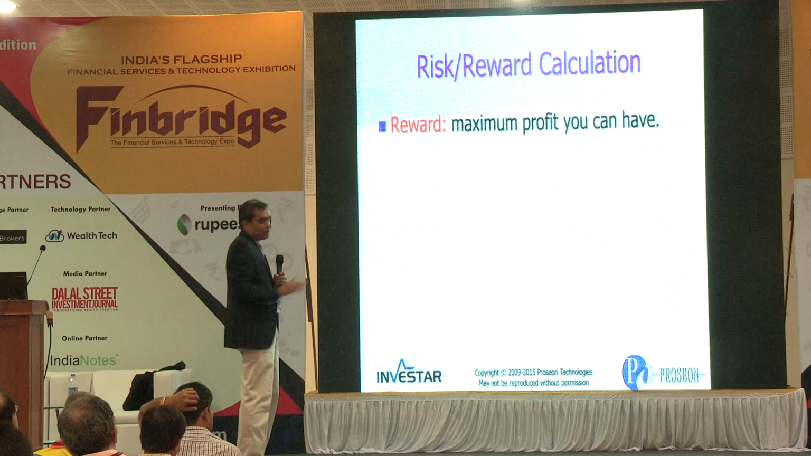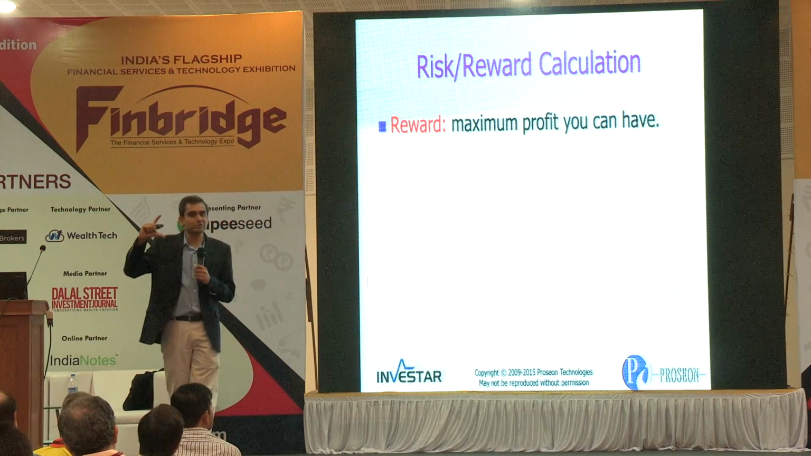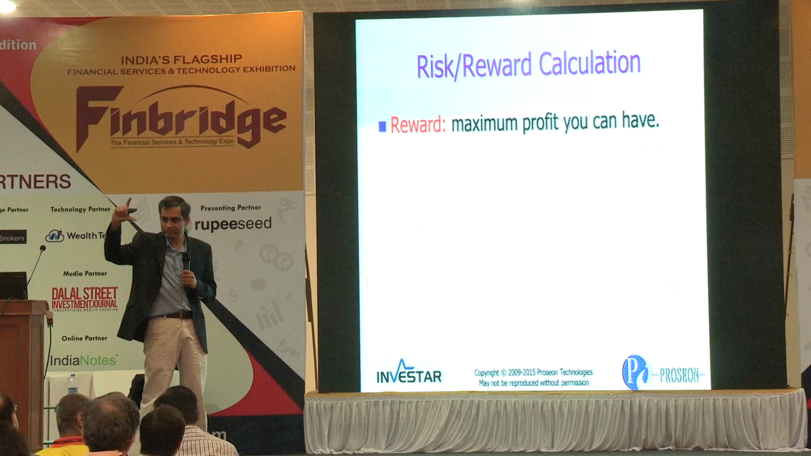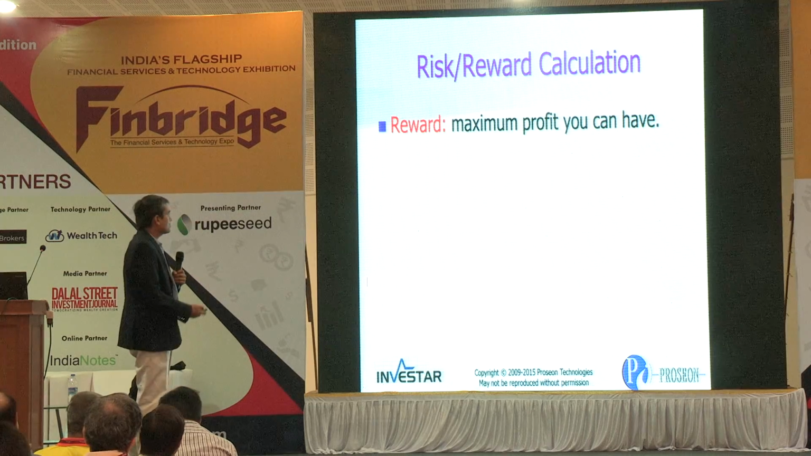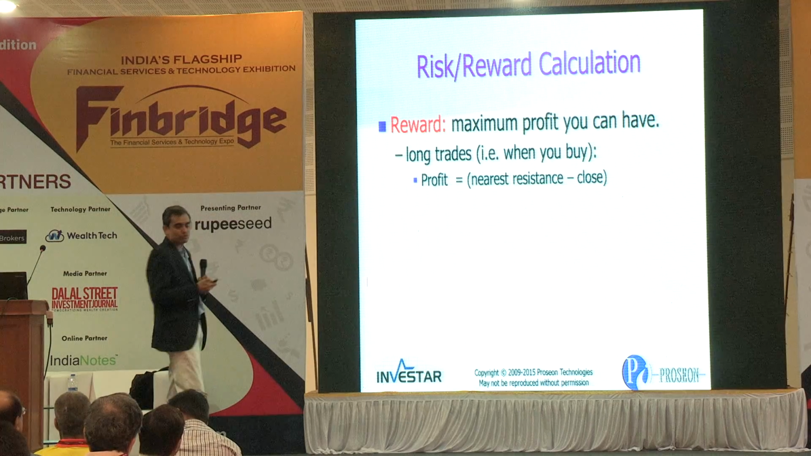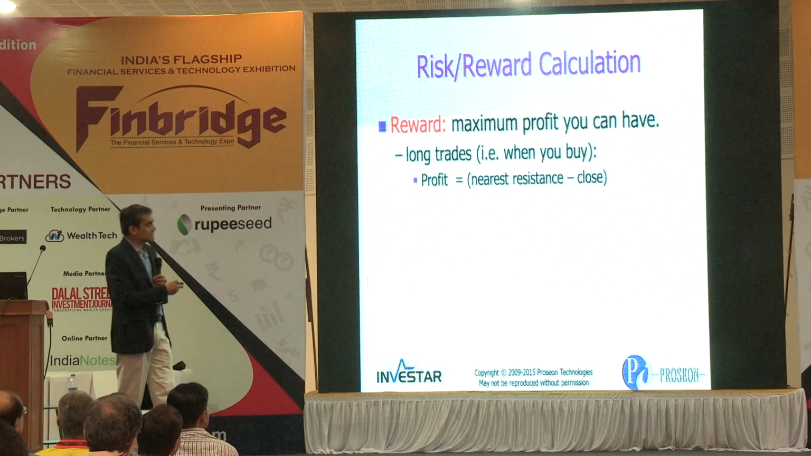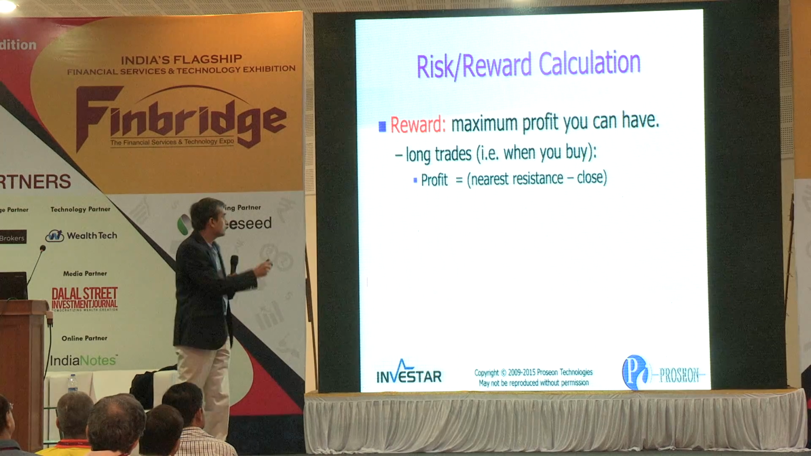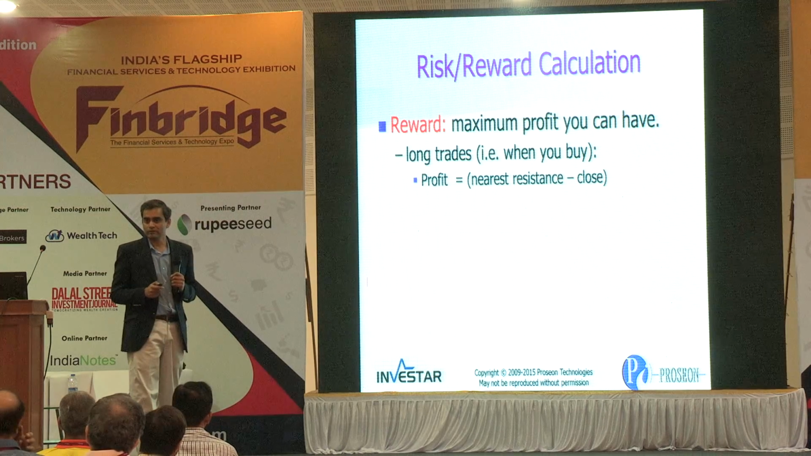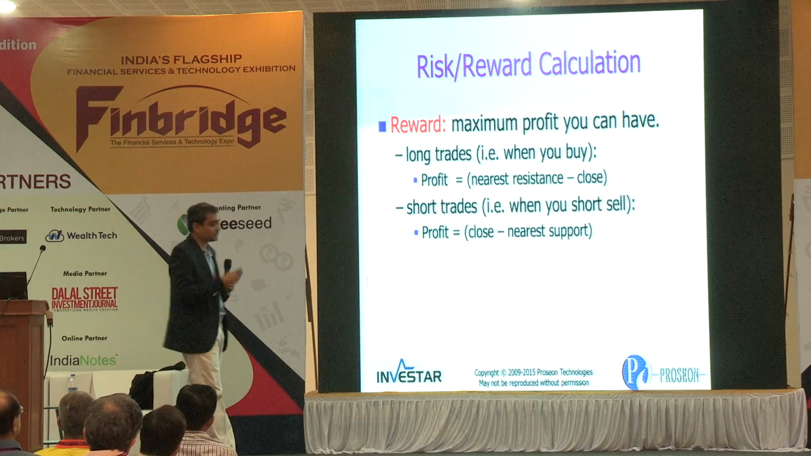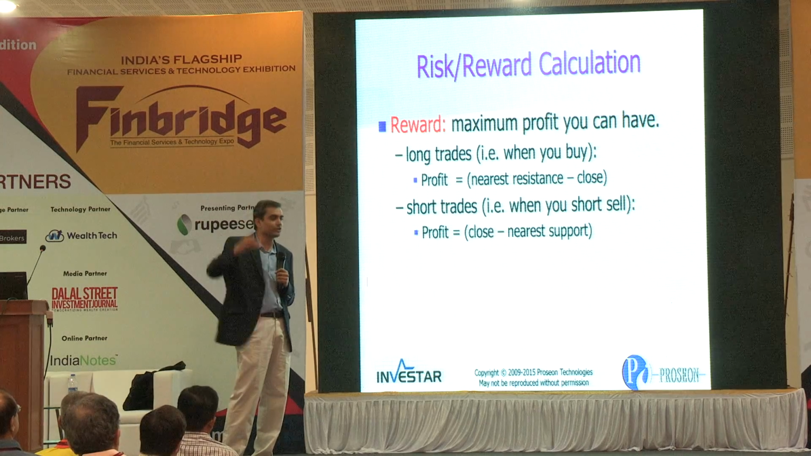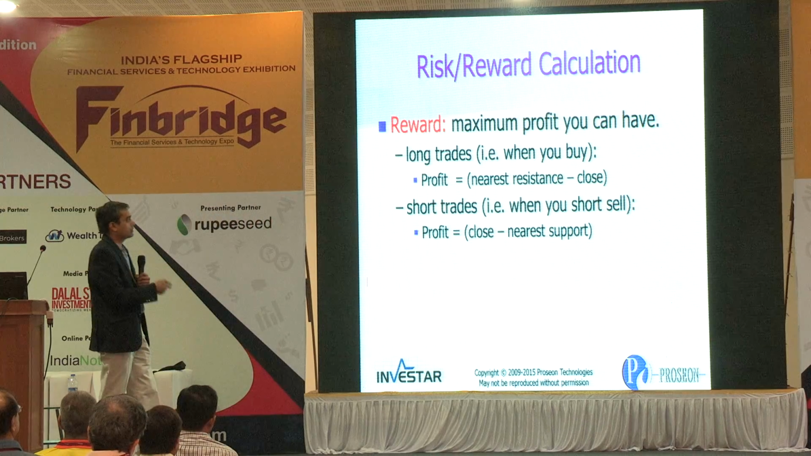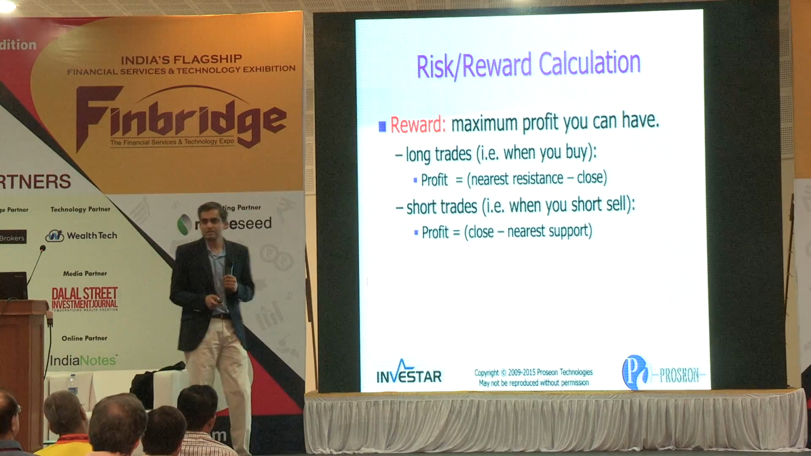So when you want to calculate your reward, it is basically the percentage gain that you have up to the next resistance. Everybody with me? So if you are a long trader, that is if you are buying, then your profit is going to be the nearest resistance minus the close, assuming you're buying at the close. Suppose you're buying at the closing price, then your profit is going to be the nearest resistance minus the closing price. If you're shorting, then it is the opposite, right? Because if you're shorting, where do you expect the stock to at least pause? Support? So for a short trader, the profit is going to be close minus the nearest support, okay?